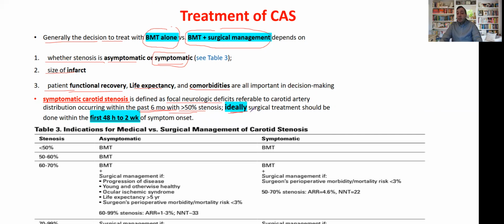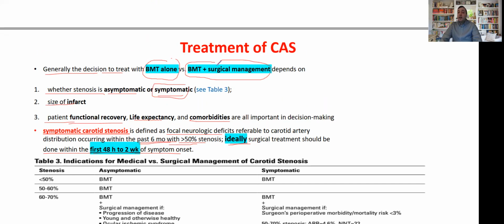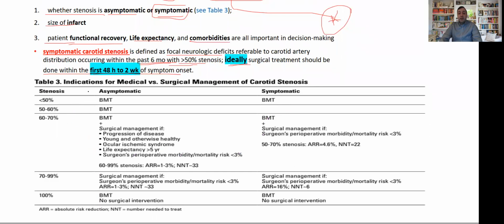Ideally, surgical treatment should be done within the first 48 hours to 2 weeks of symptom onset. So this patient has these criteria. He has symptomatic carotid stenosis, and the ideal treatment here is surgical treatment alongside best medical therapy. So he needs best medical therapy and surgical management as well. Here we have the indications for medical versus surgical management of carotid stenosis. You have two things to ask yourself when treating such a patient. Is the patient symptomatic or not?